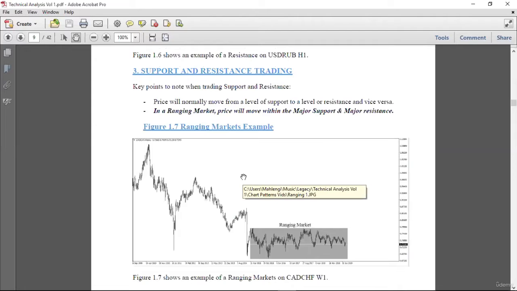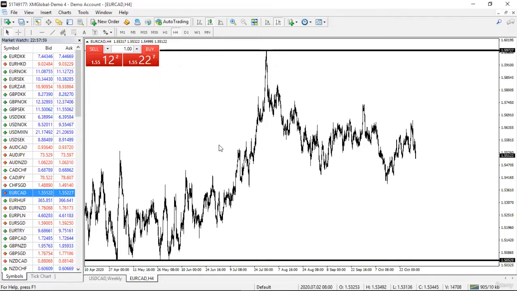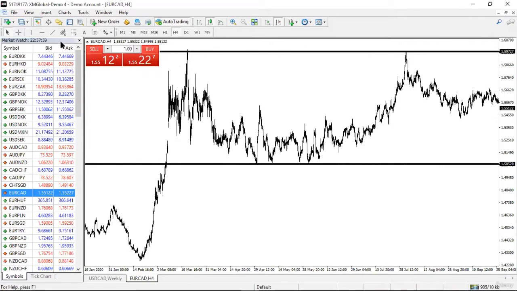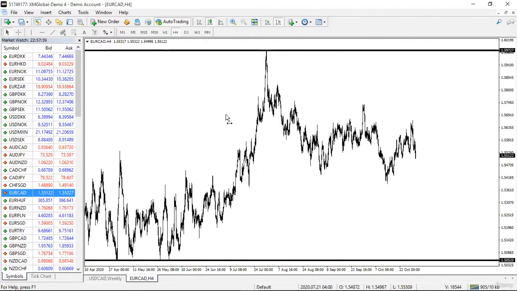So we'll talk about this, which is on page 9, point number 3. Supports and resistance trading. Key points to note when trading support and resistance. Price will normally move from a level of support to a level of resistance and vice versa. This means that price will actually move like this, from a level of resistance to a level of support and vice versa.